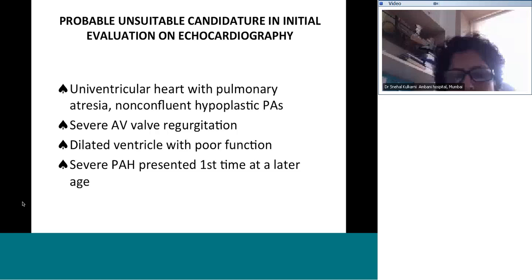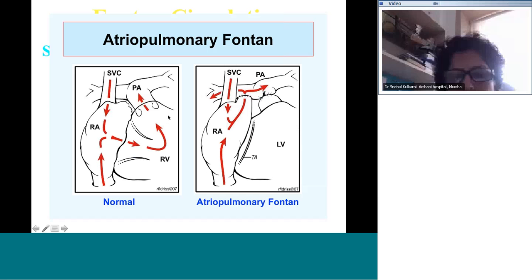You have a dilated ventricle with very poor left ventricular function, and you see a patient with univentricular heart with severe pulmonary hypertension who presents for the first time at a later age. That means a ventricle with severe pulmonary hypertension you see at 3 or 4 years of age, there's no point in doing a pulmonary artery band to see if he may be a future Fontan candidate. So when you see these subsets on your initial evaluation, think carefully whether we really want to push them for a single ventricle, because they are possibly or probably unsuitable candidates for a future Fontan completion.